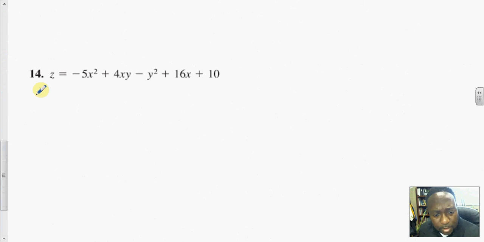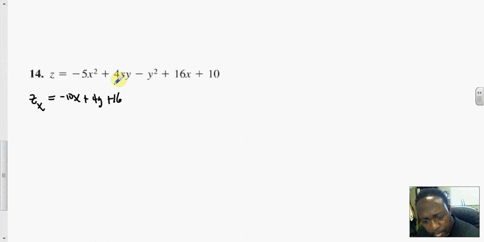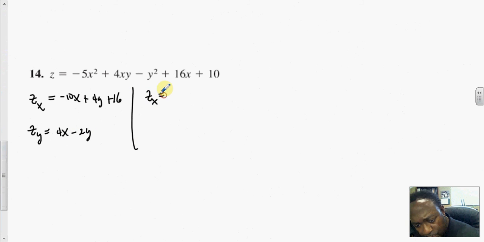Let's look at this next one. We find the critical value. Find the partial of z with respect to x. We have negative 10x plus 4y plus 16. The partial of z with respect to y is 4x minus 2y. Now we set these partials equal to 0.